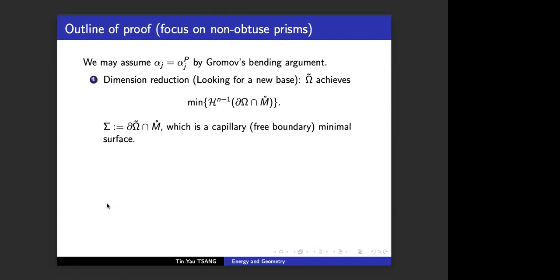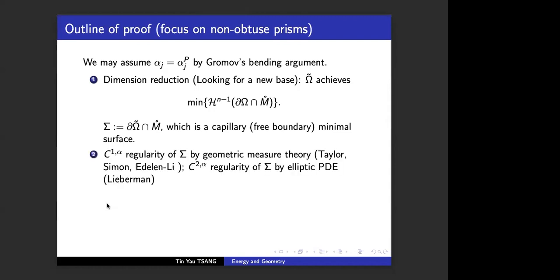Okay, say the top, bottom, side faces. Then we'll look from the top. Say there's omega. And we want to minimize the part which is highlighted here, the boundary omega and the interior of M. So this area, if we have this minimizer, then this surface we'll call it sigma. This is automatically a free boundary minimal surface. So that's why I should draw in this way, free boundary minimal surface.